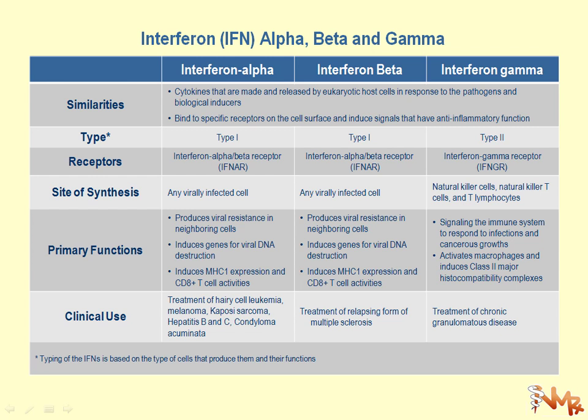Interferon beta, we use it for treatment of relapsing forms of multiple sclerosis. Interferon gamma for treatment of chronic granulomatous disease.